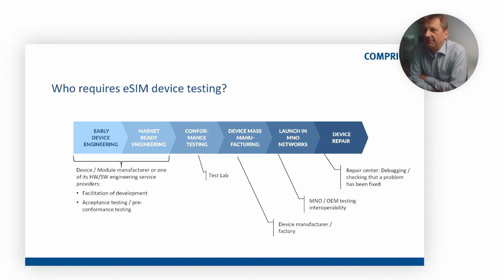When it goes into mass manufacturing, many device manufacturers also want to do some quality assurance of the manufacturing process. So they pick every device, every 10th device, every 100th device from the factory and want to do a check whether everything is really working properly when it comes from the factory.